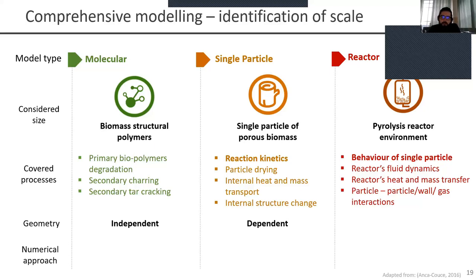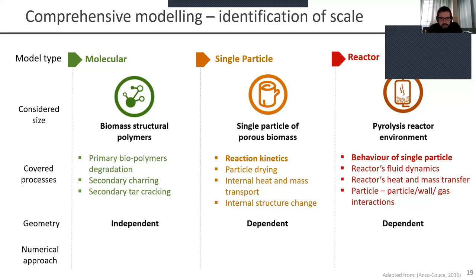The reactor's fluid dynamics, so how the gases inside the reactors behave, as well as the particle-wall, particle and particle-gas interactions, because they also can shift a bit the whole conversion of the single particle inside of the reactor. And it's also geometry dependent, but this is geometry dependent by the reactor structure. Yes, not the biomass particle structure itself, but the reactor structure.